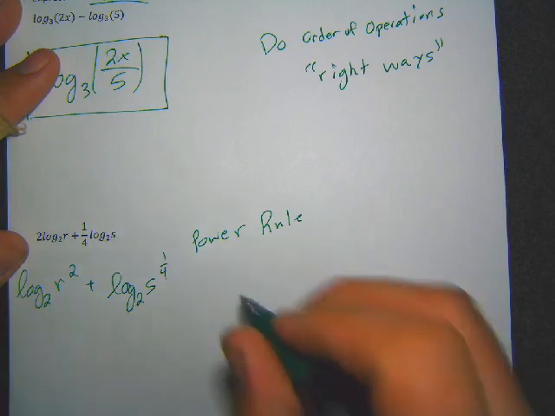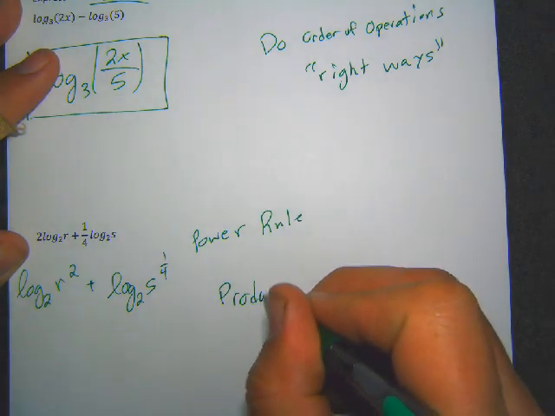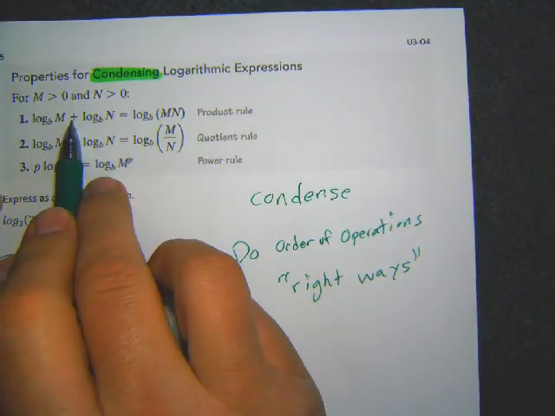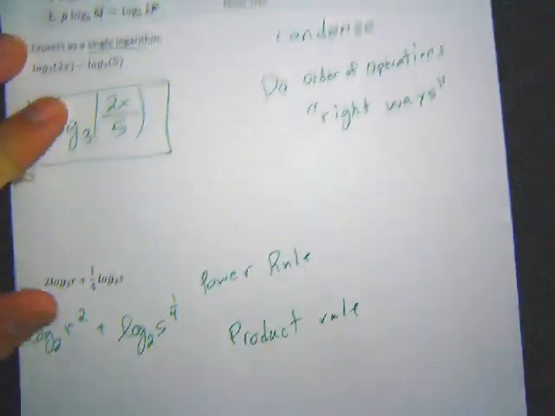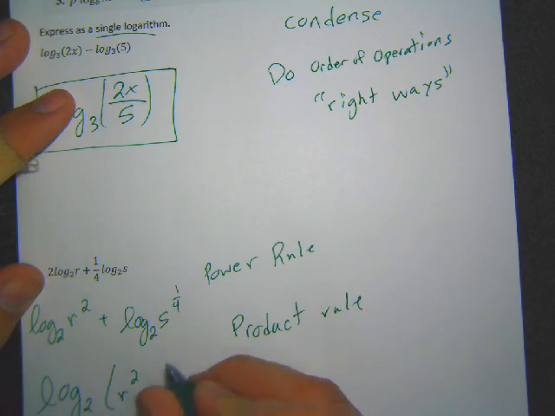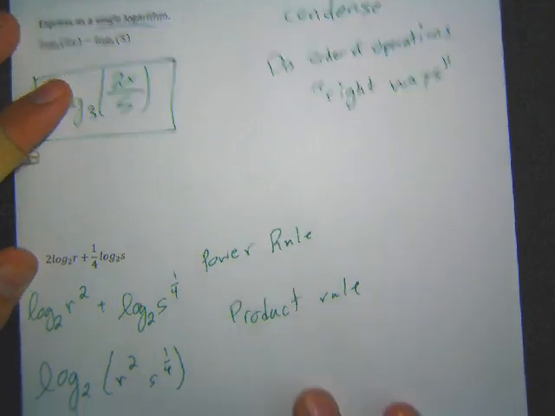Addition, remember, that's product rule. We're going back to multiplication. So when you have an addition between two, it's going to turn back into multiplication inside one. We have 1 log base 2, just one of them, but this time we're going to have the r squared and the s to the 1/4 inside that log.